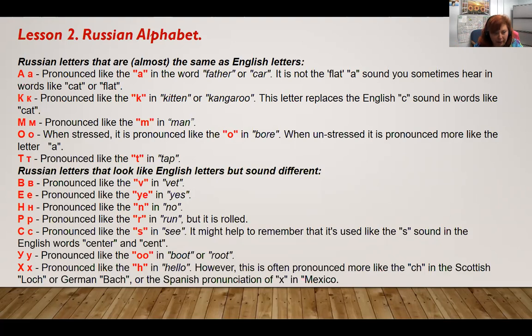Kh, sound like in hello. Often it's pronounced like in the Scottish loch or German Bach, or in the Spanish pronunciation of Mexico. Do we have any questions about this? Like I said, all letters will need to be memorized. There is no way around it.